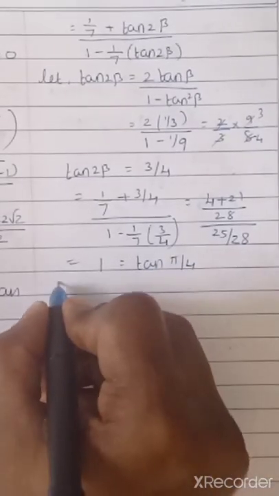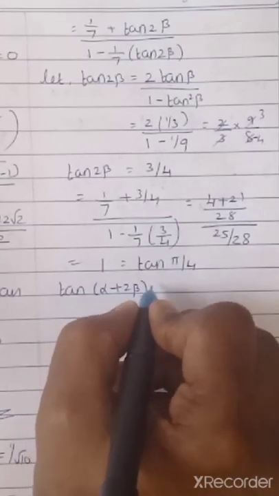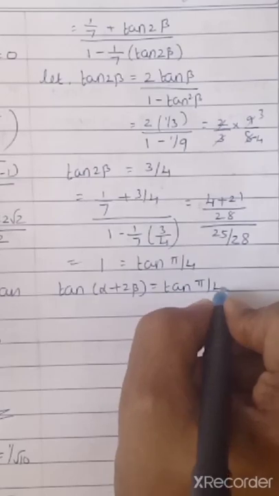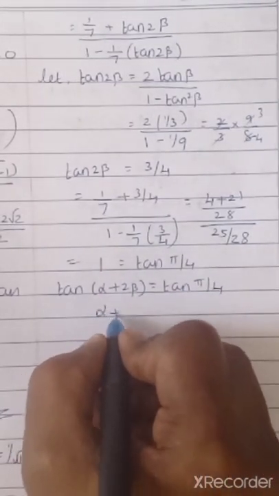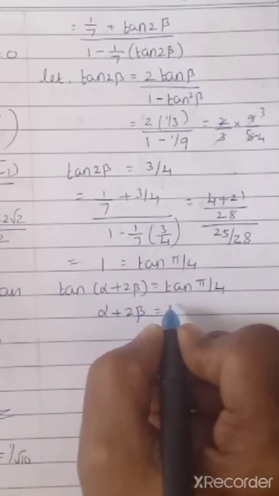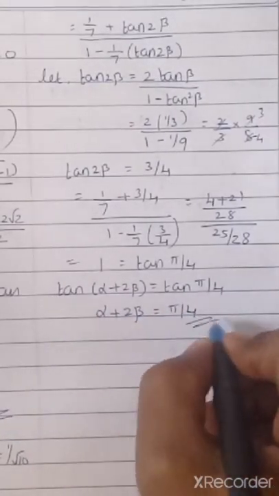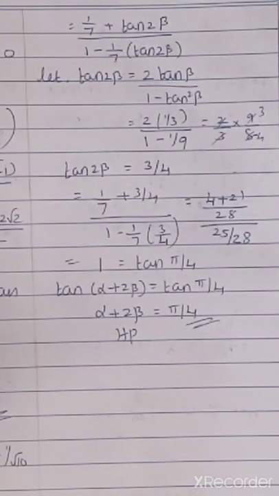So what is your left hand side? Tan of alpha plus 2 beta equal to tan pi by 4. Now tan will get cancelled. So what will be remaining? Alpha plus 2 beta equal to pi by 4. This only we wanted to prove. Hence it is proved. With this we complete our exercise 4.2, that is compound angle.